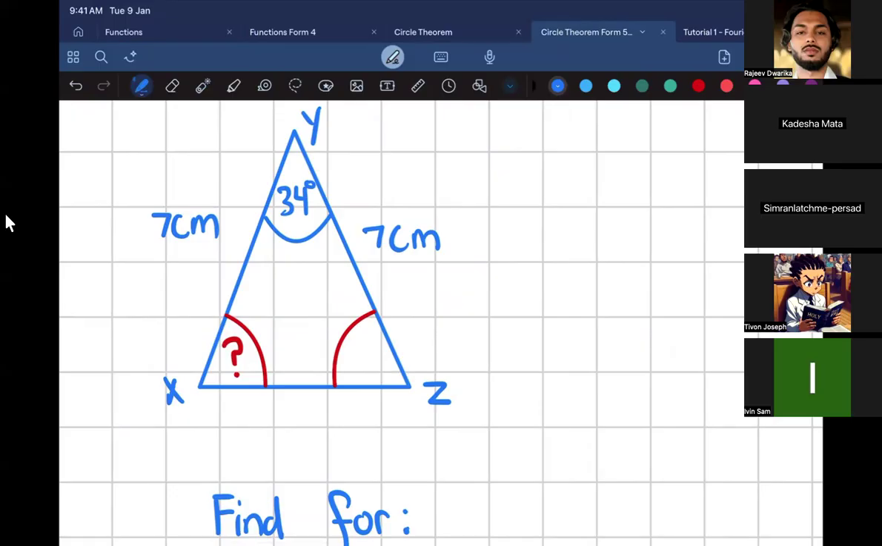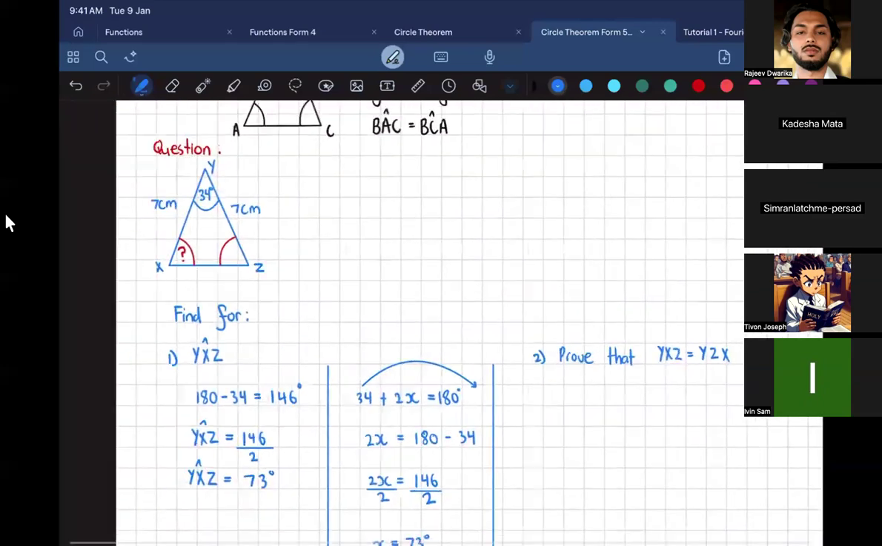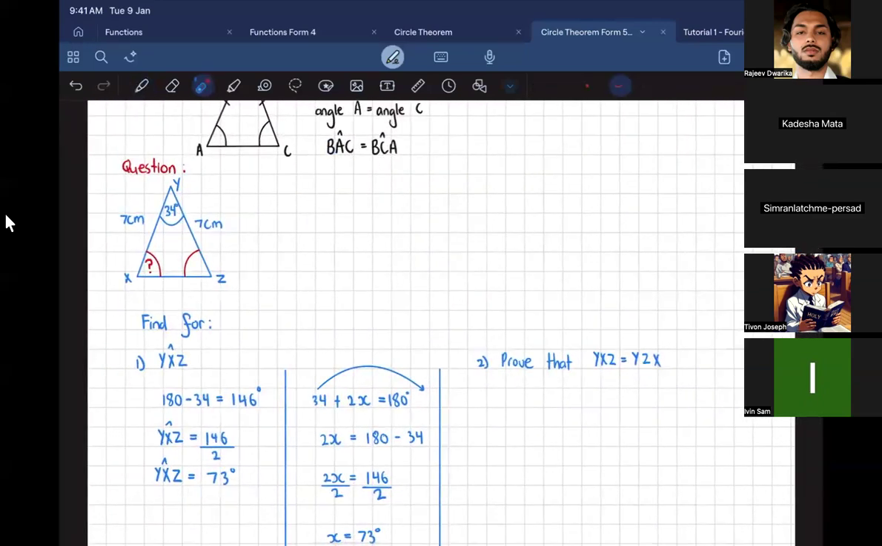Isosceles. So if it's an isosceles, then the base angles have to be the same. FYI, YXZ, that's angle X, and YZX, that'll be angle Z. Just remember that. So they want us to show that the base angles will be equal.